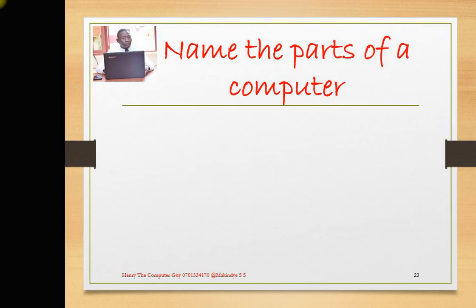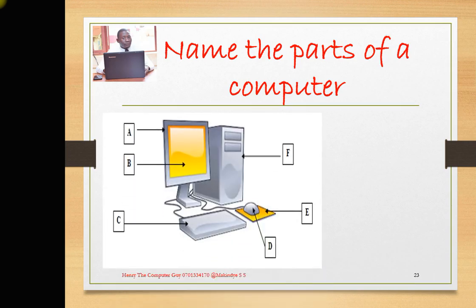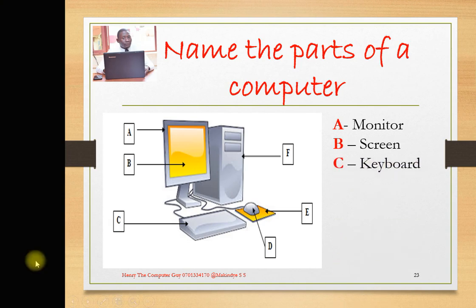And our next slide specifically tells us to name the parts of a computer. We have part A here, we have part B, we have part C up to part F. So how can we actually name this? So part A stands for a monitor. The whole of this component is our monitor. Then part B is that component where we always view our information from, and that is actually termed as our screen.